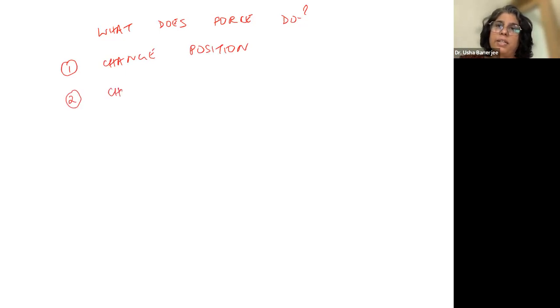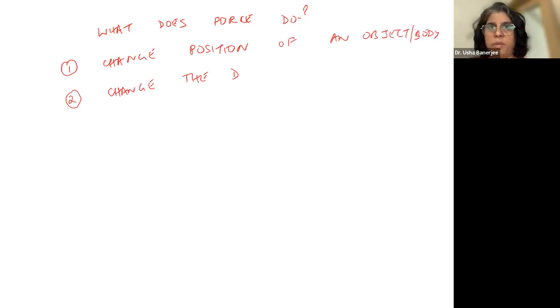Second, you can change the direction of an object. Now in physics, when we talk about an object or body, an object or body can be a human being, it can be a football, it can be this bottle of water that I have with me, it can be a pen, anything is an object or a body. When we talk about representing any kind of object, it can be an apple, it can be a simple arrow also. So that is an object or a body. So force can change the direction of the object.